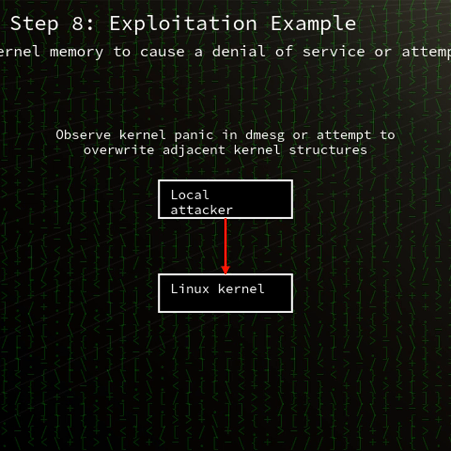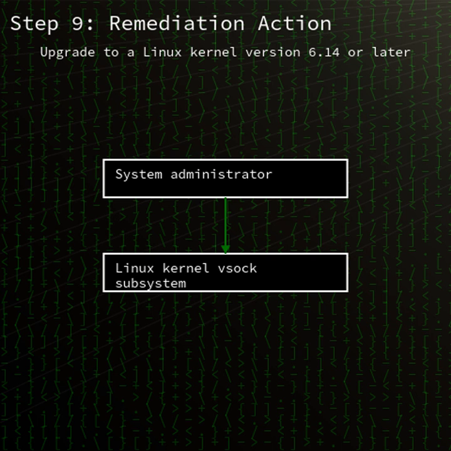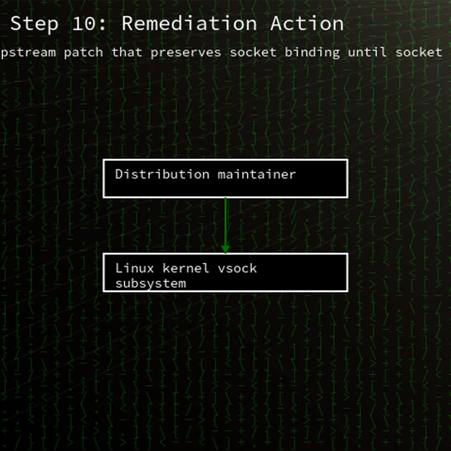An attacker who can open and bind vsock sockets can reliably trigger this, leading to arbitrary reads or writes in kernel space. All Linux distributions using vsock should apply the vendor patch or upgrade to a kernel version that includes the fix, 6.14 or later. Administrators are advised to audit any virtualization or container hosts exposing the vsock interface. Timely patching is critical to prevent local privilege escalation or system instability.